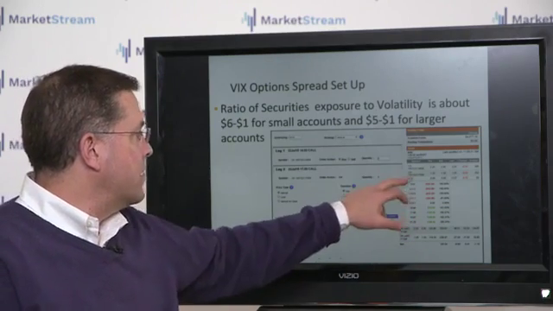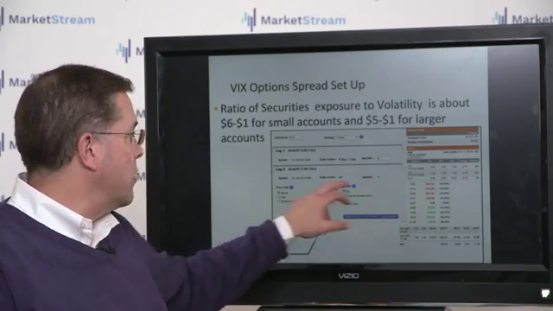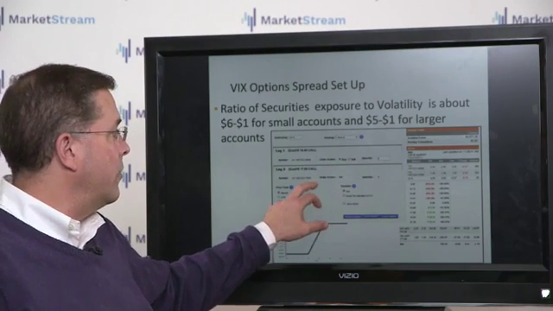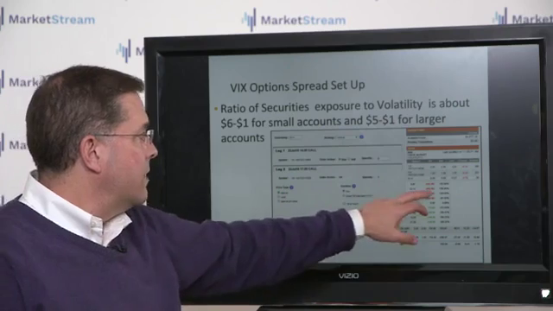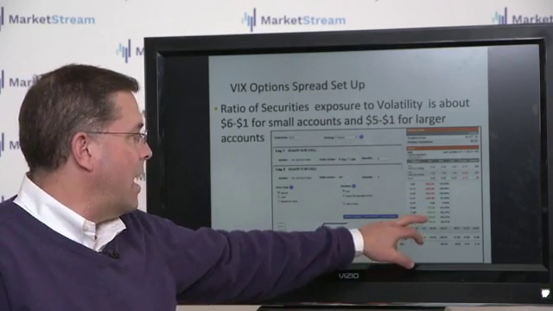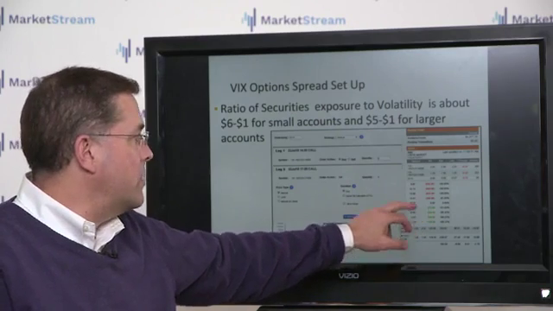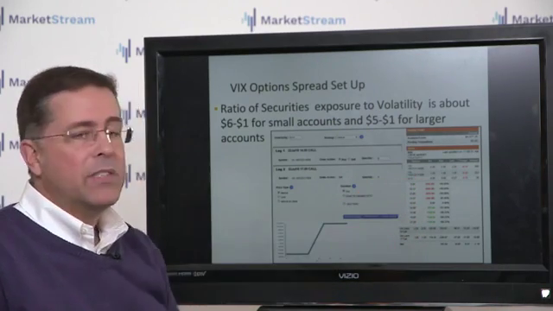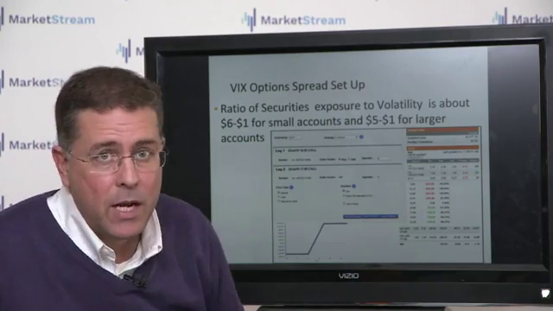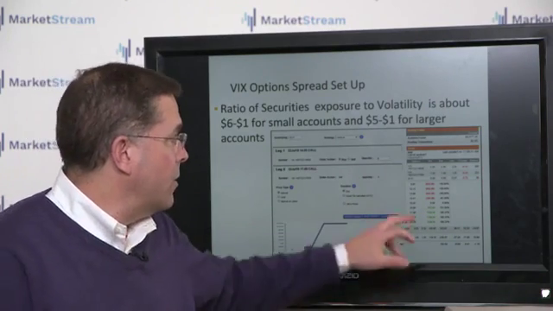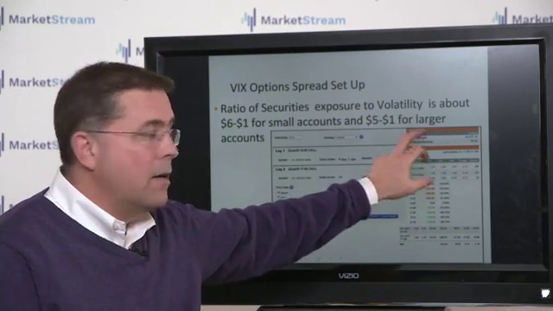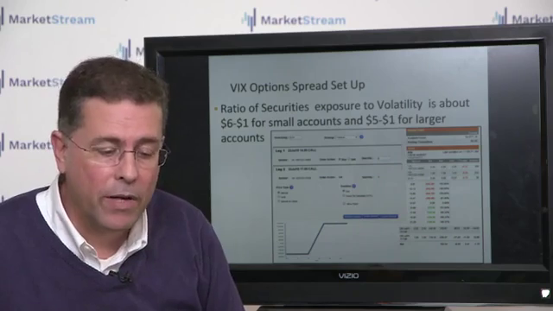My max risk is the difference between what I paid for the long strike, which is the 14s, minus what I received for the 17 calls, right? That's the spread. And it's $642 of risk. My max total profit is if at expiration, volatility is at or above 17, which would roughly be about $1,158. Now, that $1,158 would offset any pullback, right, in my overall core long portfolio.